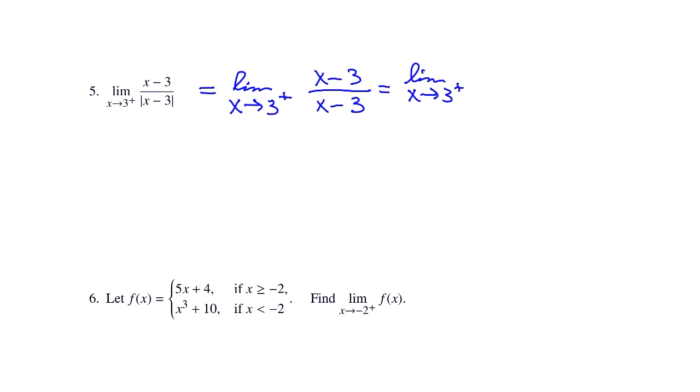x minus 3 over x minus 3 is a 1, and you take the limit of a constant and you just get 1.